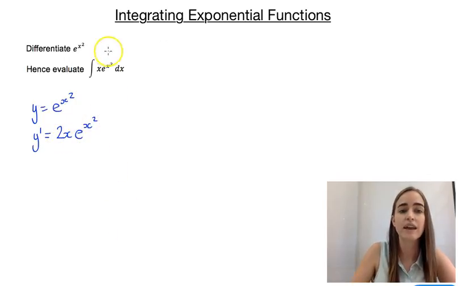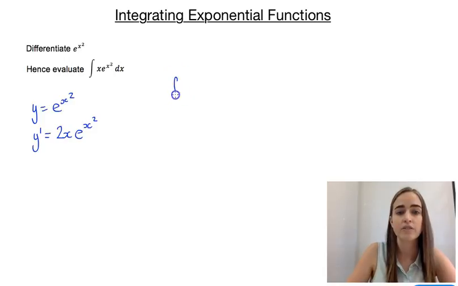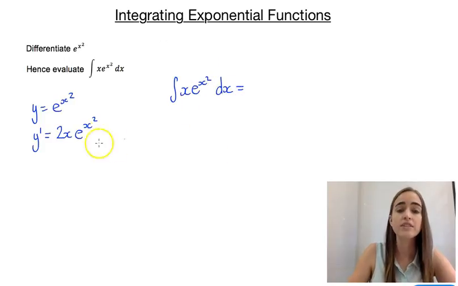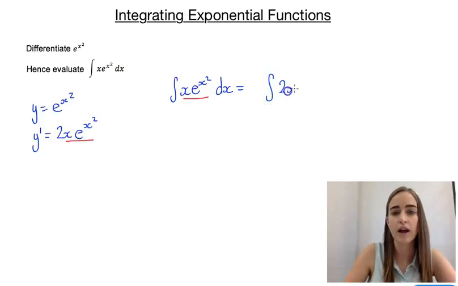Now we can use this to help us evaluate this integral. So we've got the integral of x e to the x squared dx. So this is very similar to this derivative that we've got here. So we've got that x e to the x squared that we need, but we also have this 2 here. So we're going to manipulate this to look more like this one. So we want it to be the integral of 2x e to the x squared, because we know that's going to integrate back into this original function that we had.